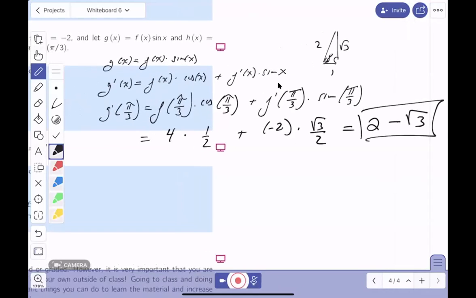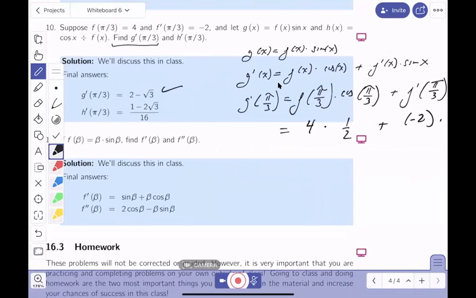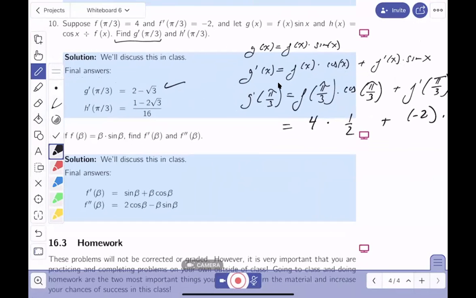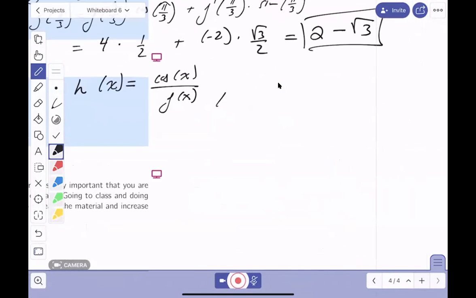Let's look at the key, see how we did. And I'm seeing it. Now let's do the next one. What's the next one going to be? H of x. Yep, I know it's tough. What's h of x? It's cosine x divided by f of x. Well, I need to get its derivative. And what are you going to go over here? H prime.